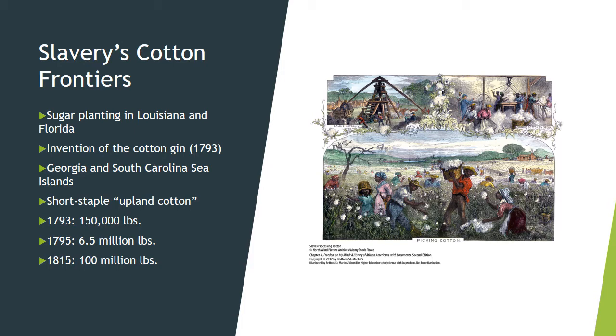Before the cotton gin, cleaning 1 or 2 pounds of cotton took an entire day. With the cotton gin, 50 pounds of cotton could be cleaned by one worker in a day. Thus, the production of upland cotton in the South soared from 150,000 pounds a year in 1793 to 6.5 million pounds in 1795, and the region produced well over 100 million pounds annually by 1815.